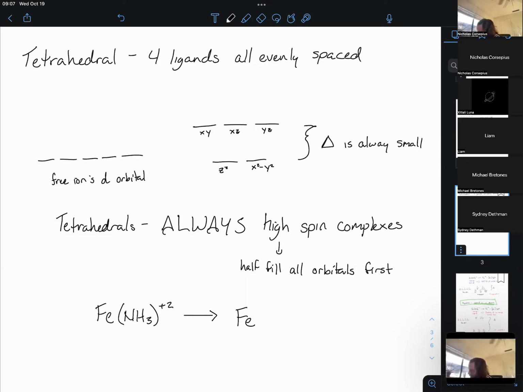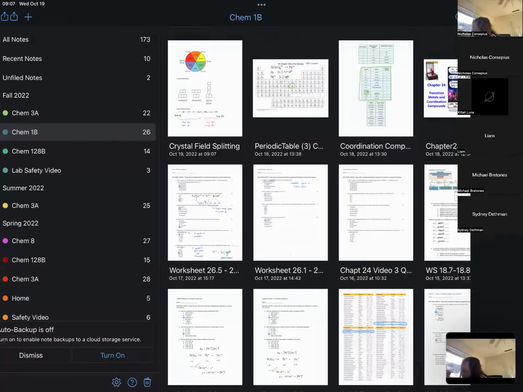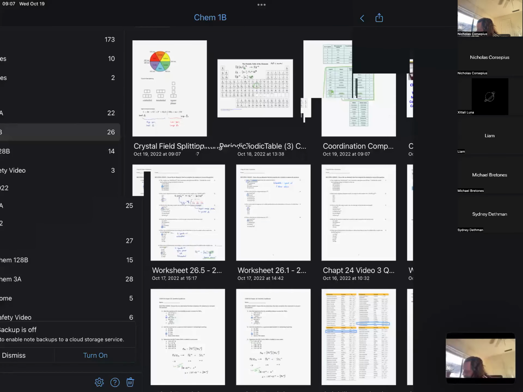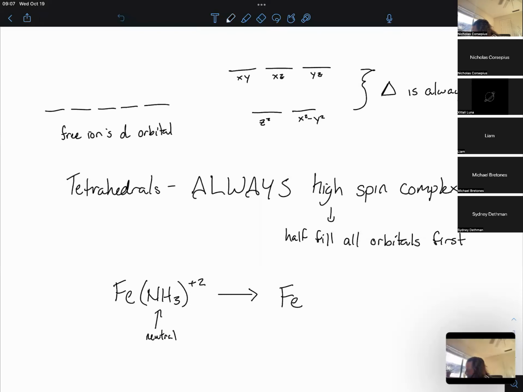In this case, NH3 is a neutral ligand. And how would you know that? Because we have this table here of all of our different ligands, and it has the charges on these ligands. This is something that you will have on your constants page. For ammonia, water, and this carbonyl group here, those are neutral, so they don't have any charge associated with them. So that just means the charge on my complex is going to be the same as the charge on my metal ion, what we call the oxidation state.